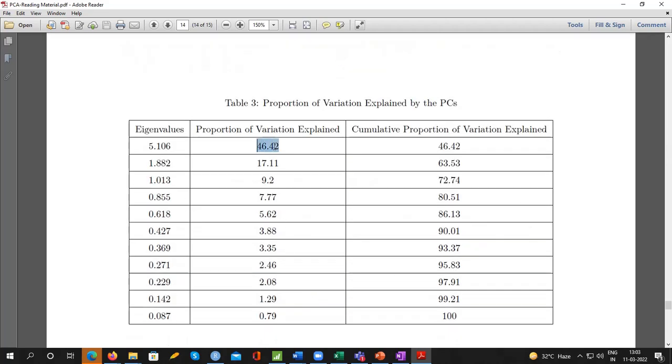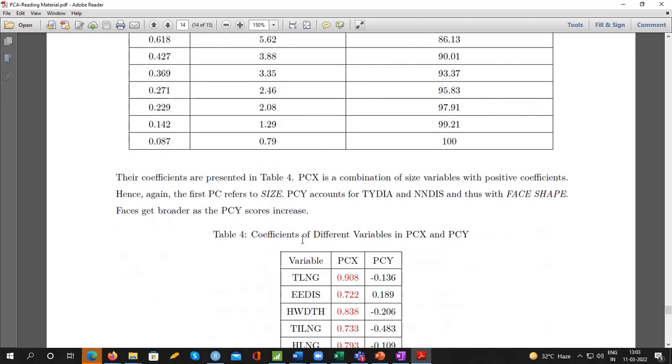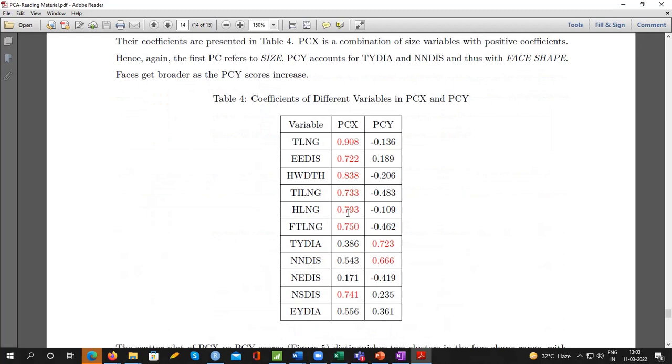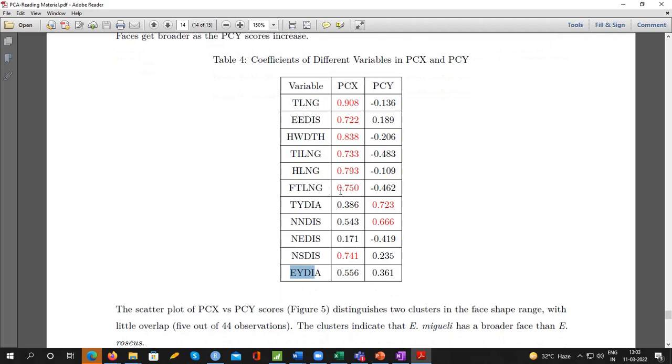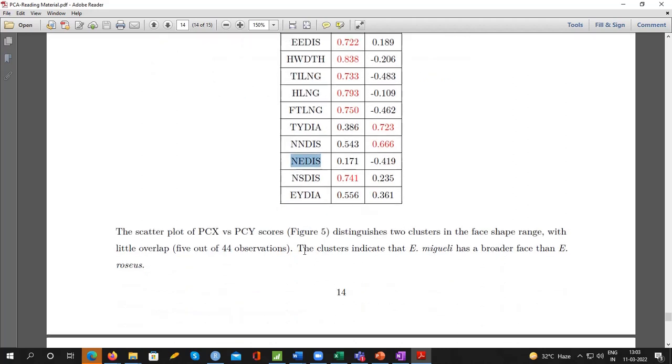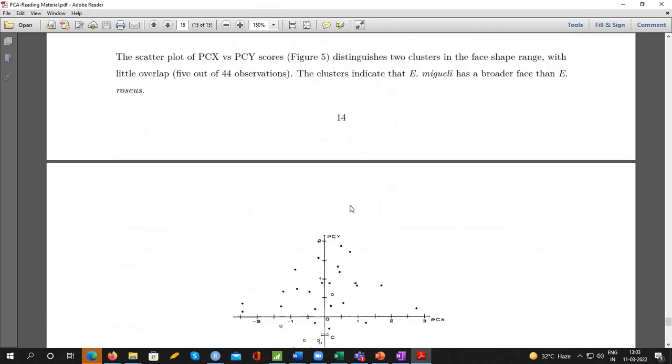Now this is the proportion of variation explained by that. Here the distribution is not that extreme. First PC explains 46% variation, second PC explains 17% variation, and so on. And now these are the coefficients for the new PCA. You can see here, except for tympanic diameter, nostril to nose, nostril to eye, and eye diameter, these four have lower coefficients, others have high coefficients. These four are facial measurements, whereas others are not facial measurements.